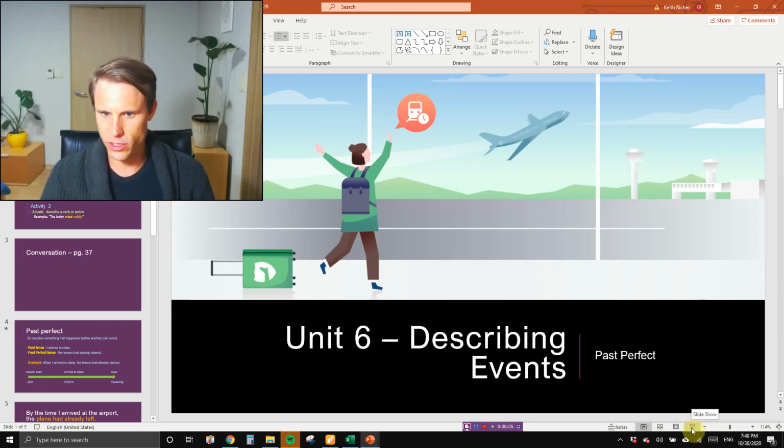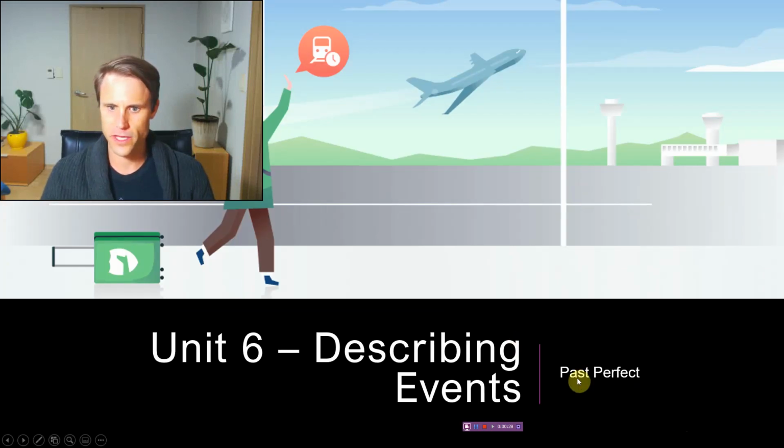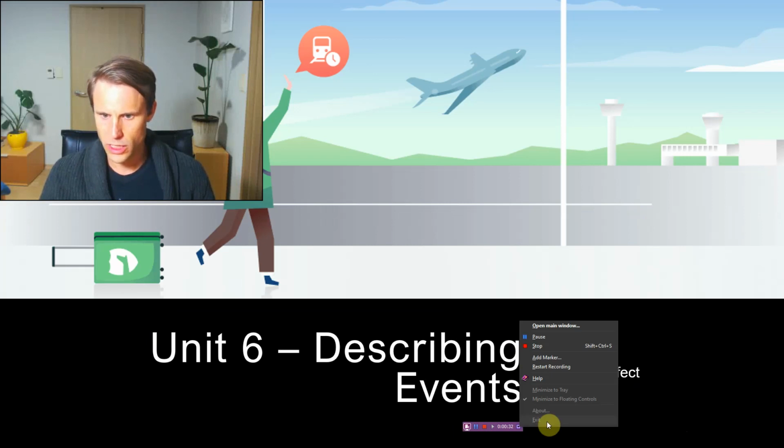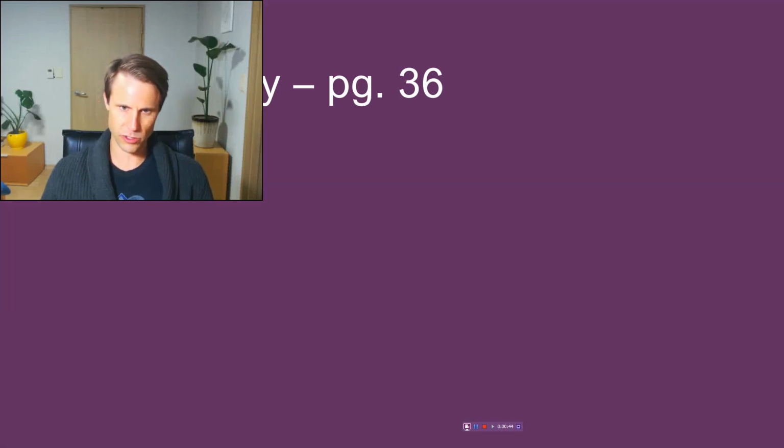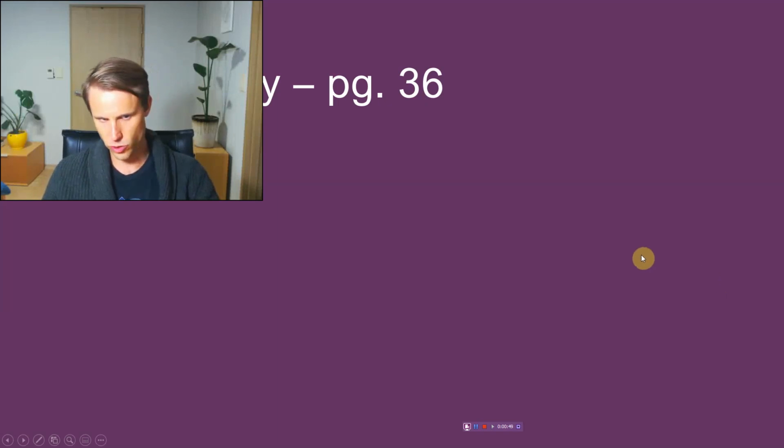Unit 6, we are going to be describing events using the past perfect. So let's go ahead and get your books open and get ready for that unit. Okay, Unit 6, past perfect. So the vocabulary we're going to jump into on page 36 of your book. We'll go straight to that.